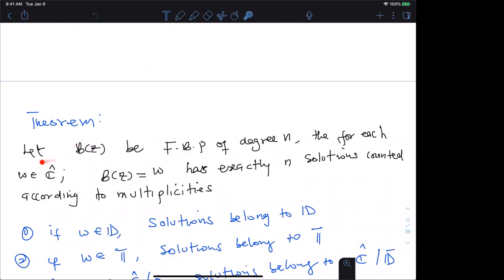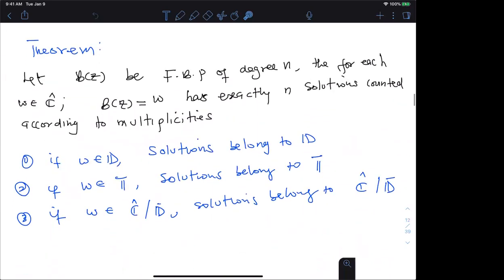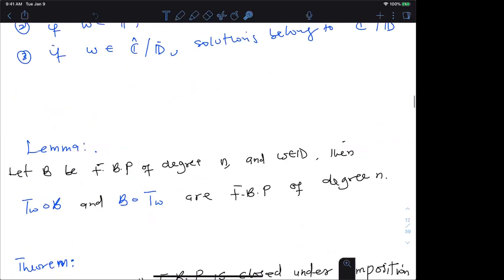For each omega in the extended complex plane, B(z) = omega has exactly n solutions counted according to multiplicities. And the condition is that if omega was chosen to be in the unit disk, then the solutions belong to the unit disk. If omega is on the unit circle, the solutions are on the unit circle. And again, if omega is in the complement of the closed unit disk in the extended complex plane, then so are the solutions as well.